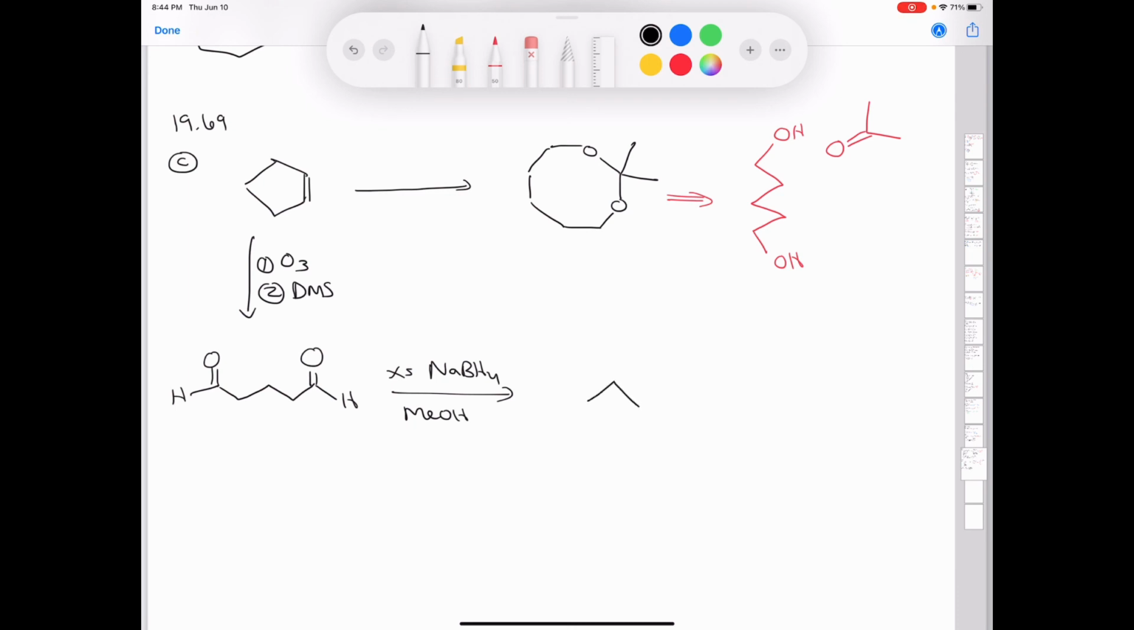So I have 1, 2, 3, 4, 5 carbons. I have a hydroxyl here and a hydroxyl here. Now in order to make this 8-membered ring, all I have to do is treat it with a catalytic amount of acid, acetone, which is the ketone we needed, and of course I'm going to remove water, and then we end up producing the desired acetal.